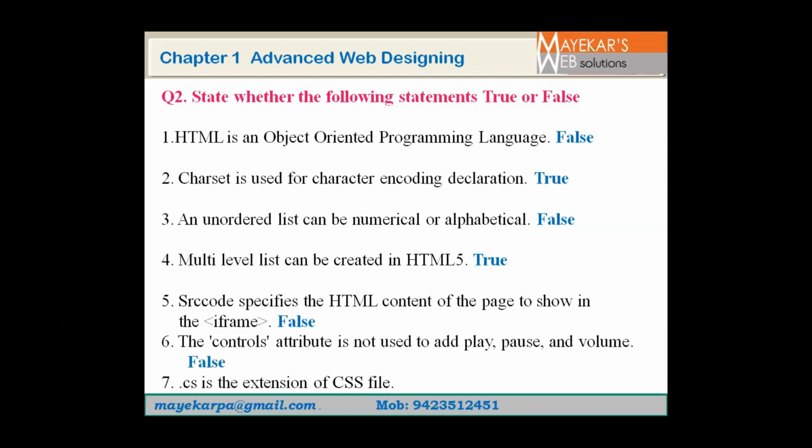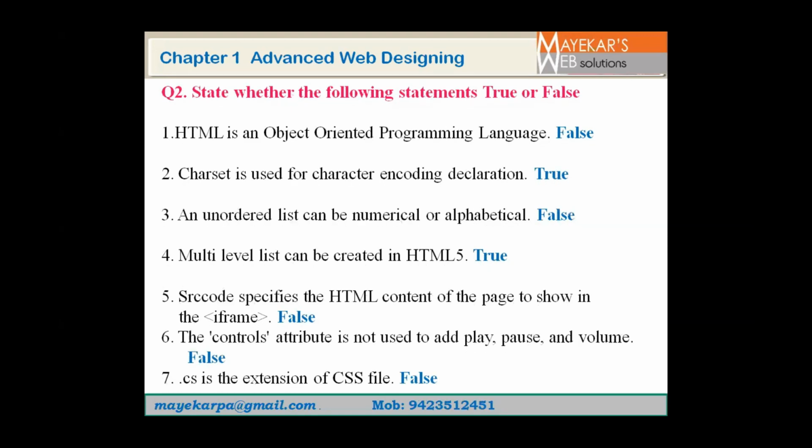The last is: .cs is the extension of a CSS file. We have studied external files, how to create an external file in CSS. The extension for the external file which we want to create in CSS is .css, not .cs. So .cs is wrong. If .css was there, it would be true, but here it is .cs, so this statement is false.